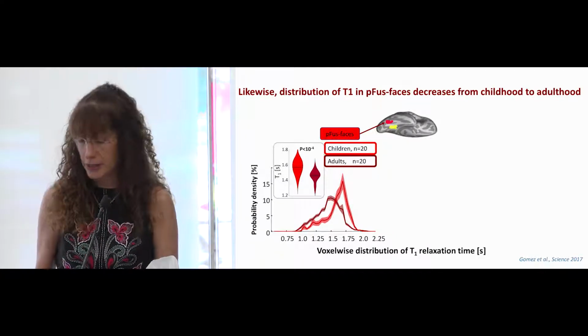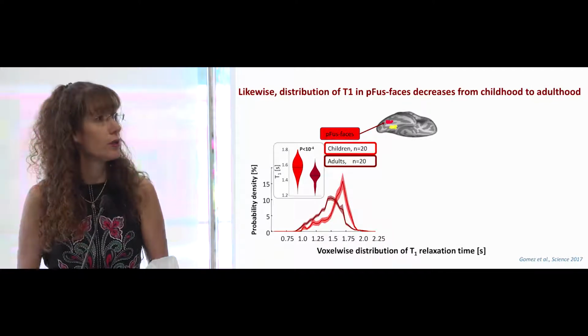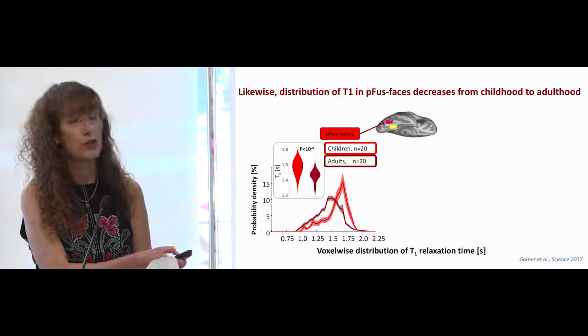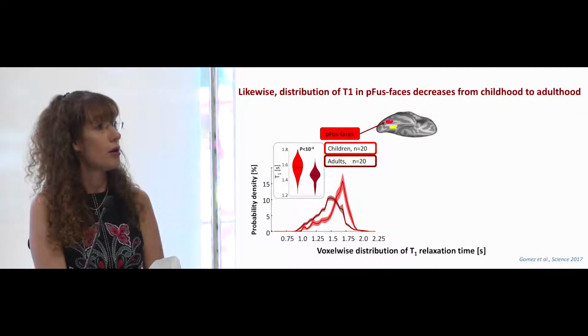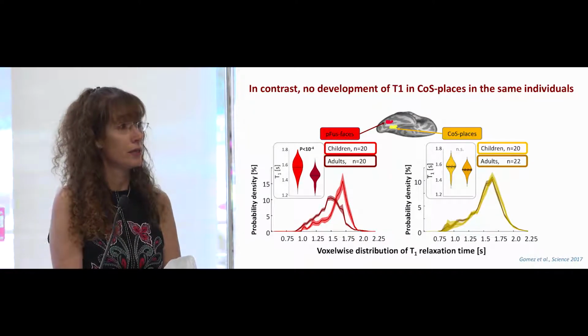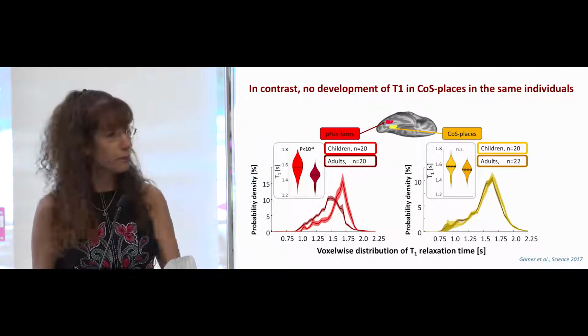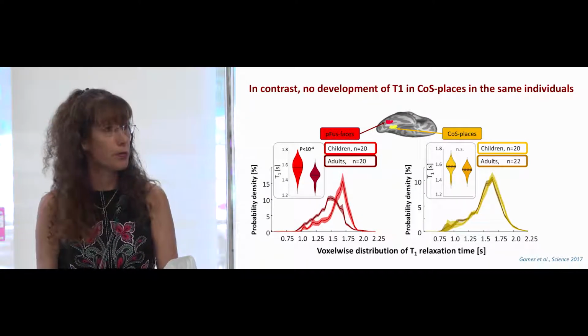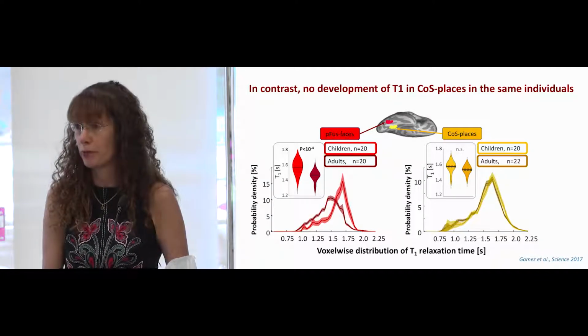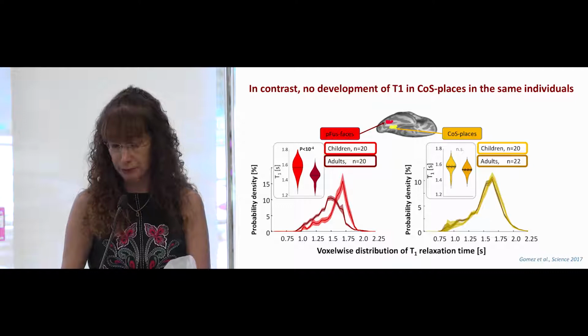It is interesting that this development seems to be specific to the face-selective regions, because if we look in the same participant in the place-selective region, that's 2 centimeters more medially, we don't see any development either in the mean T1 relaxation time or the distribution of T1 values. So these measurements are consistent with the predictions of the pruning hypothesis because T1 has decreased from childhood to adulthood.